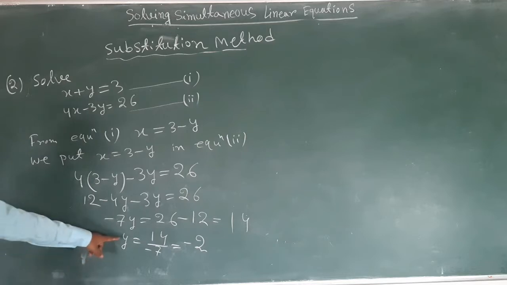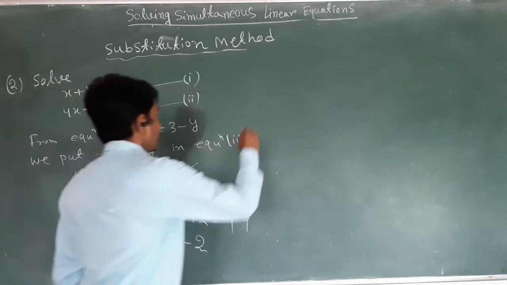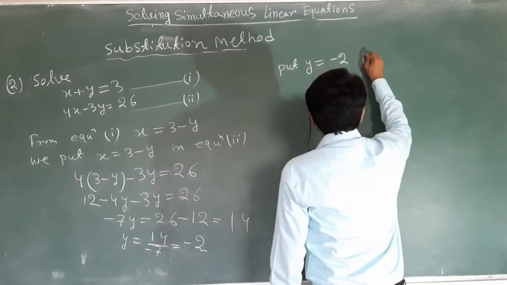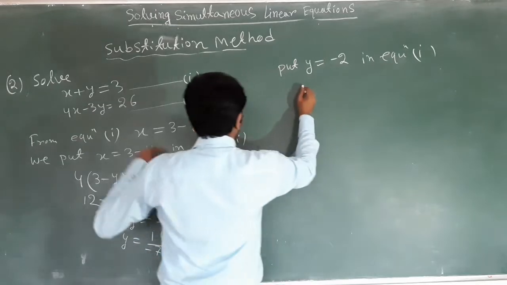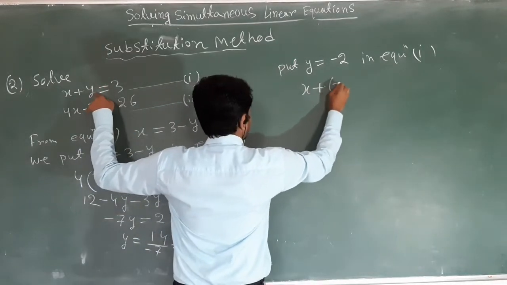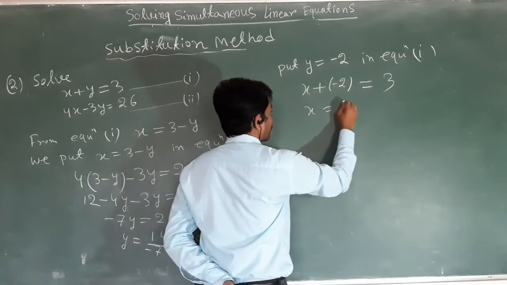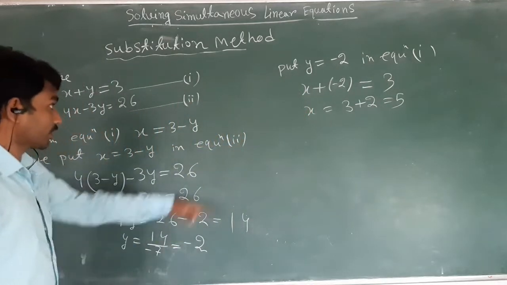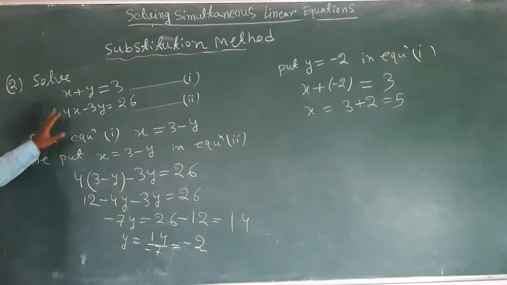Next we put the value of y in any equation, first or second. So put y equal to minus 2 in equation first. Then we get x plus y is equal to 3. So x is equal to 3 plus 2, that is 5. So x equal to 5 and y equal to minus 2 is the solution of the given simultaneous linear equations.